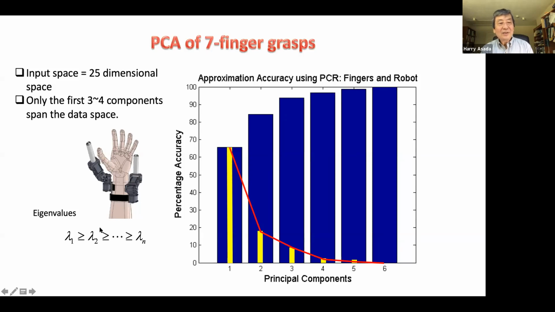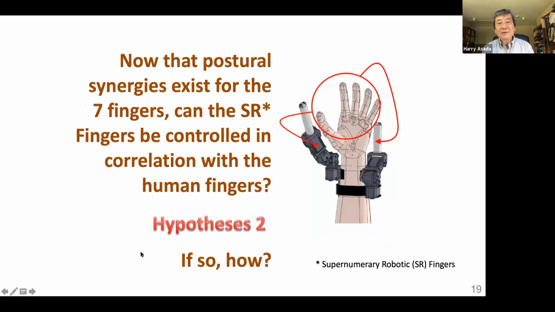So this is that percent accuracy curve. We can truncate it at the third component in particular, and then 95% of the data can be explained.